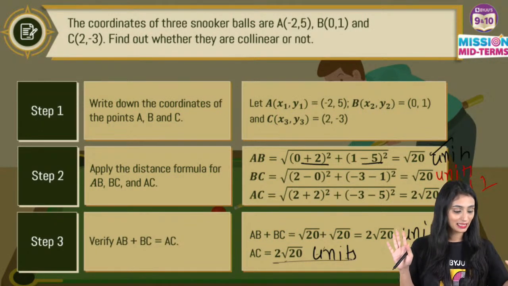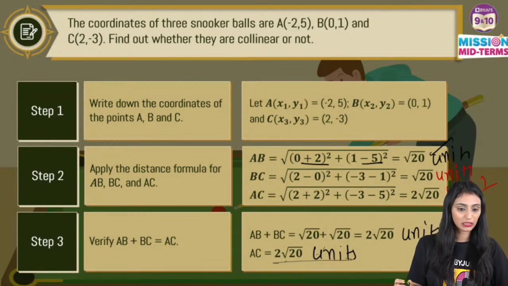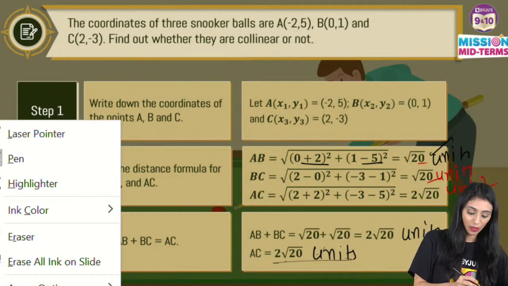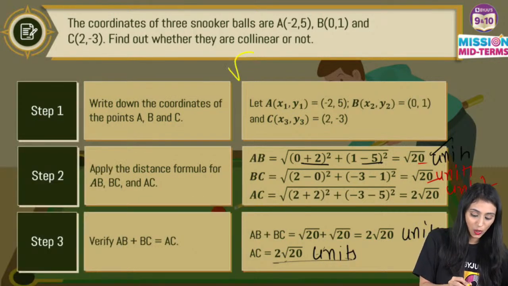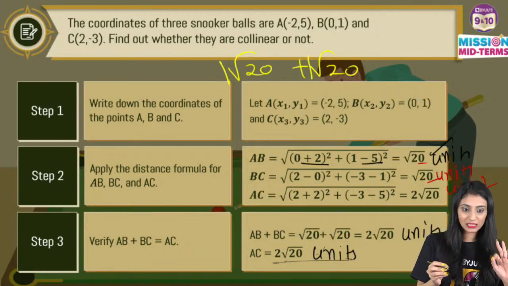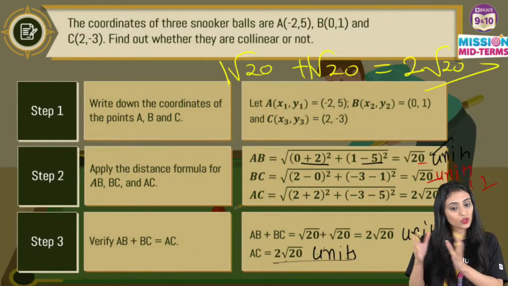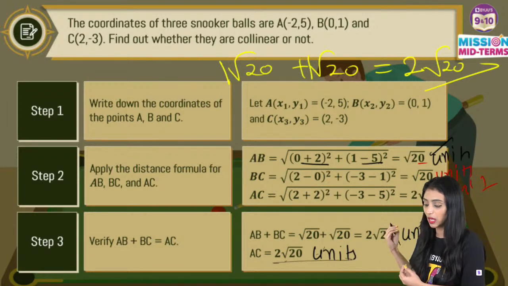Clear? Great. 2 root 10 units? Why 2 root 10 units? 2 root 20. Because how do we add them up? Okay, 1 second. Let me just tell you. How do we add them up? Root 20 plus root 20. बाहर कुछ नहीं है. That will be considered as 1, right? So we will write 2 and root 20 remains as it is. 2 root 20. That's how we add the root numbers.